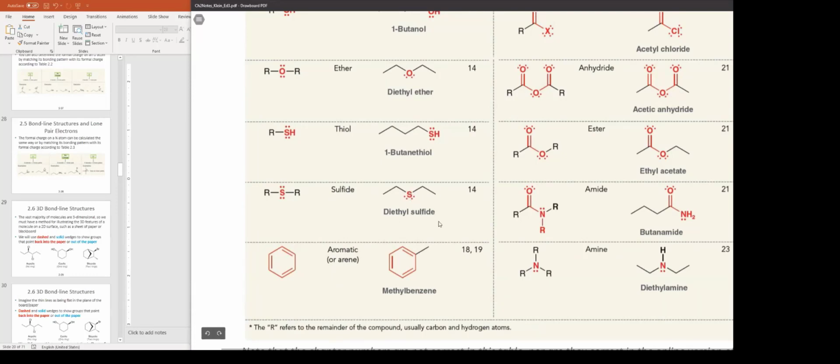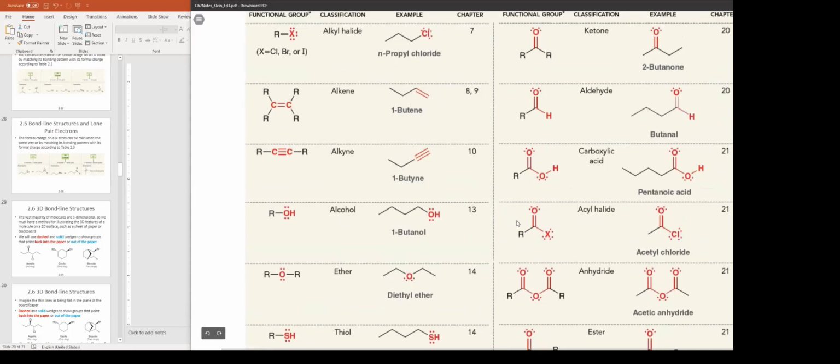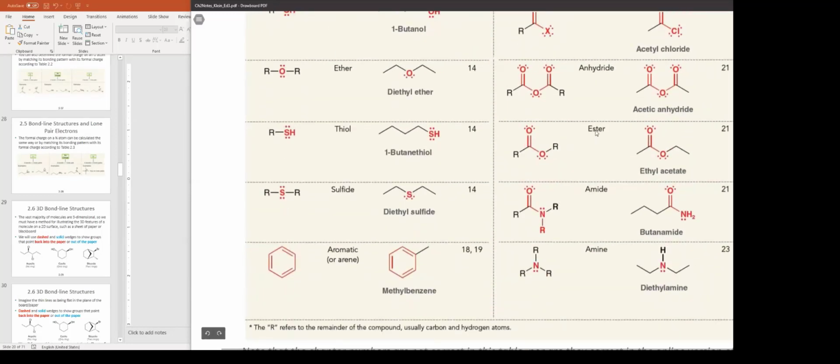So sulfide is the same as what? The same as ether, except you change oxygen to a sulfur. Good. Ketones and aldehydes, carboxylic acid is like this. Acyl halides and anhydrides, these are not as important for right now. So don't worry about these two just yet. Don't worry about them this semester. But these next three are very important.